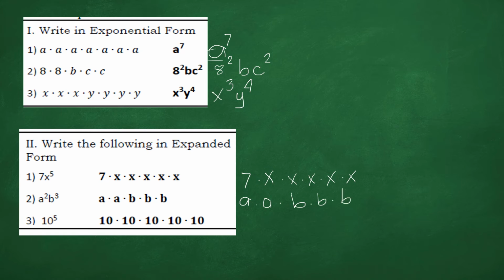Next one, we have 10 as the base. Since ang exponent ni 10 ay 5, we're going to write 10, or we're going to use 10 as a base 5 times. So this is under exponential notation, and this is already under expanded form.